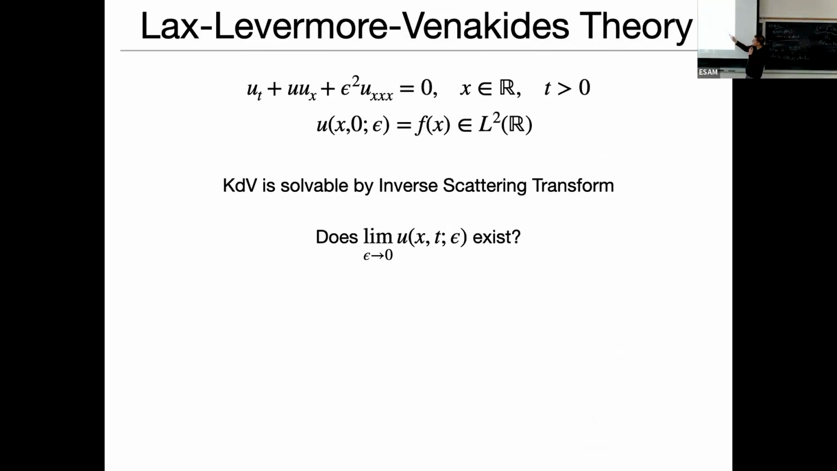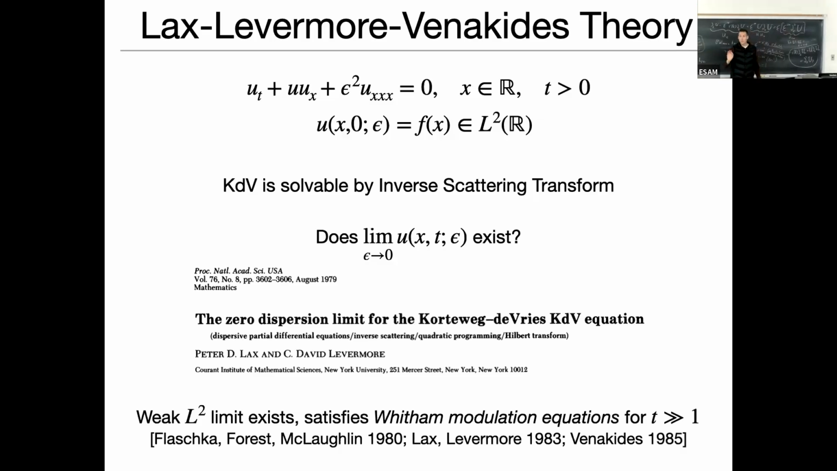Lax, Levermore, and Venakides showed you can actually solve this equation exactly using inverse scattering theory. The natural question they posed: if I have my small parameter here and I want to solve the initial value problem, does that limit exist? It turns out it does, but it's a weak limit. You'll see why that makes a lot of sense. With a weak limit, you're testing against test functions, taking the product of your sequence with test functions. That's averaging, right? And that's exactly what Whitham modulation theory describes.